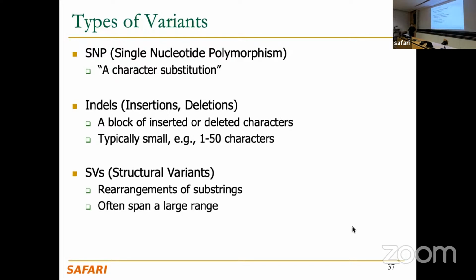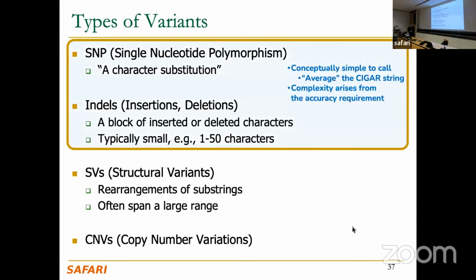Or you may also have structural variants. These are much larger variations that you have in your genome. Theoretically, they should be larger than 50 characters, if I remember correctly, to be considered a structural variation. And also we have copy number variations, where you may have multiple copies of the same DNA content many times in a repeated manner in the genome.